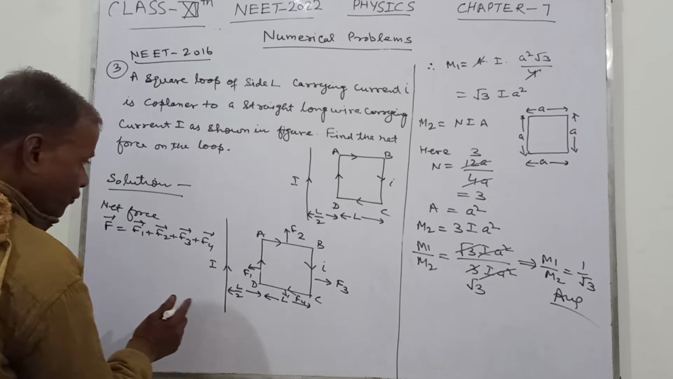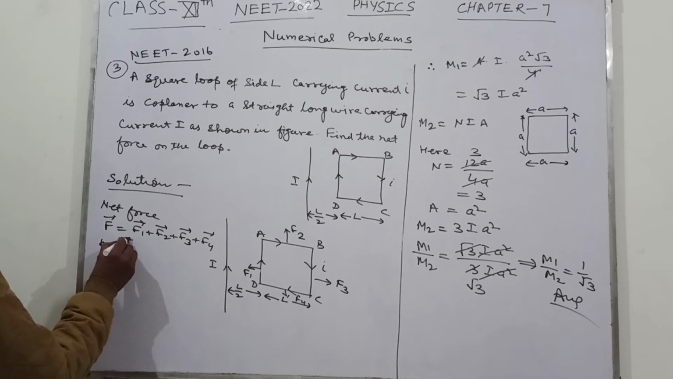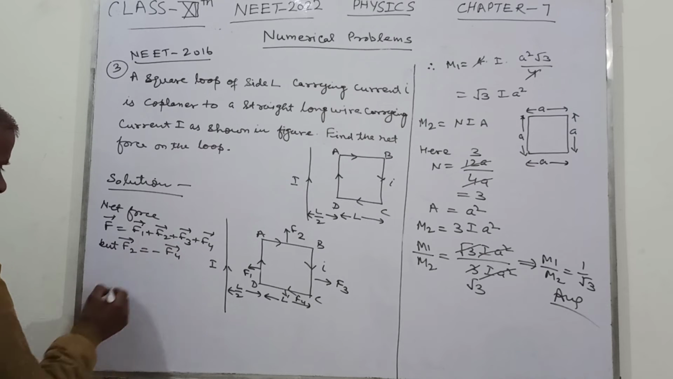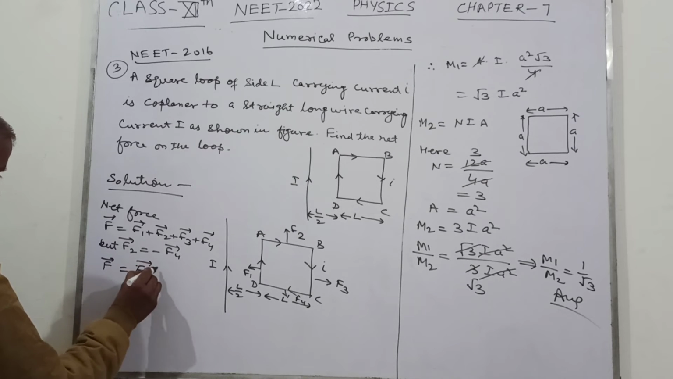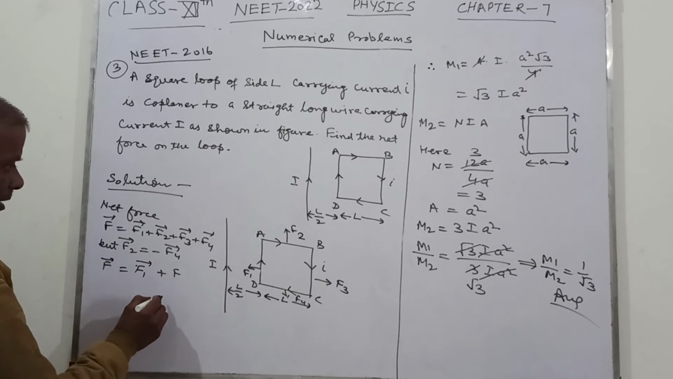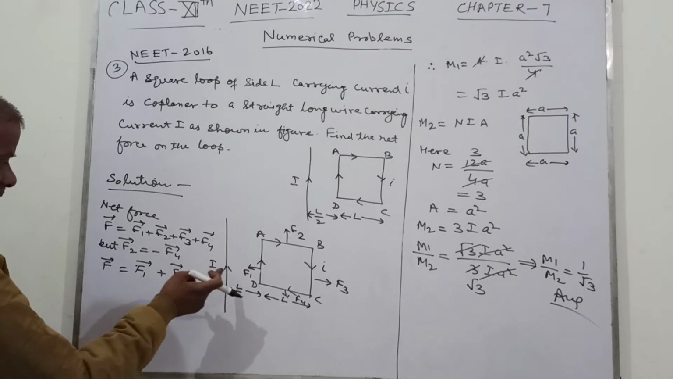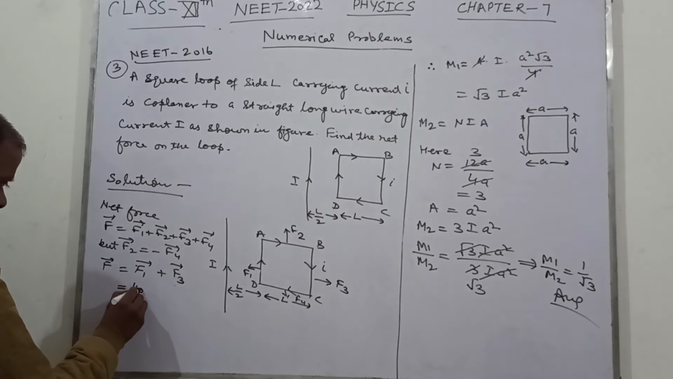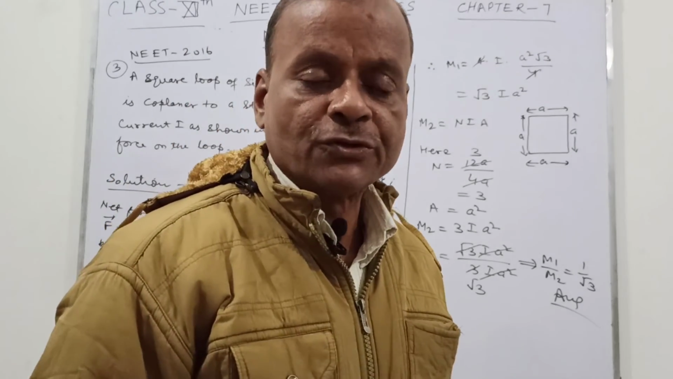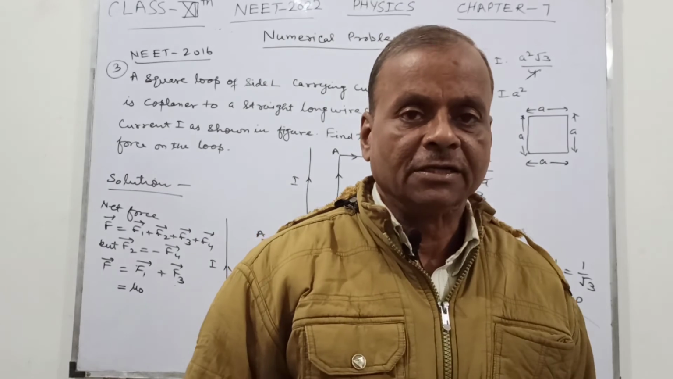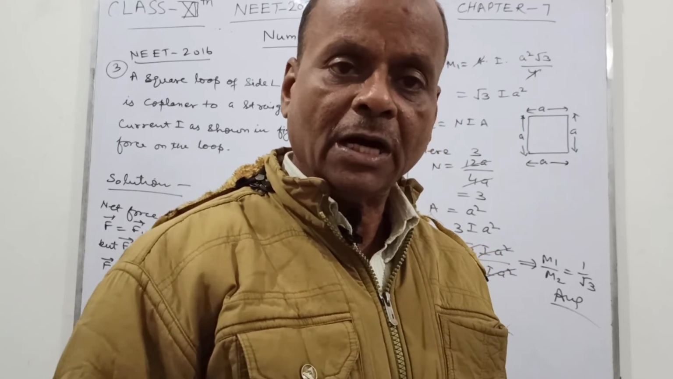F2 and F4 are equal and opposite. F2 is equal to minus F4. So what we have? F equal to F1 plus F3. Now this is our attractive force. So F1 is equal to mu naught. And now we will apply the formula for the force between two straight conductors carrying the current I1 and I2: mu naught upon 4 pi into 2 I1 I2 upon R. This is now the formula.